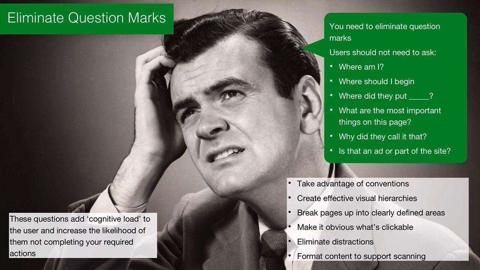So the way we get around this is we start thinking about design conventions, ways that things have been done in the past. We create effective visual hierarchies of information, so we break up pages into specific areas, into specific blocks. We make it obvious what's clickable and what isn't. We eliminate distractions, and we format content to support scanning. And we're going to talk about scanning in a second as well, and how users look at information on a page.